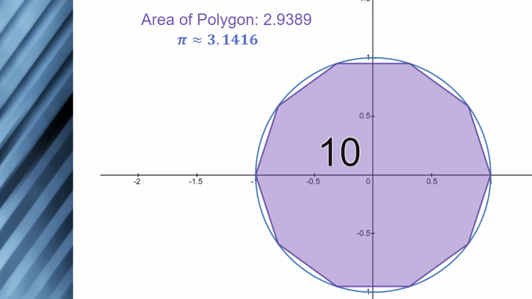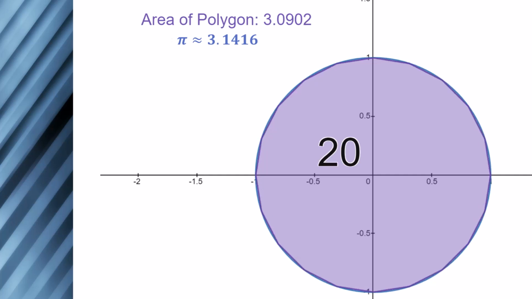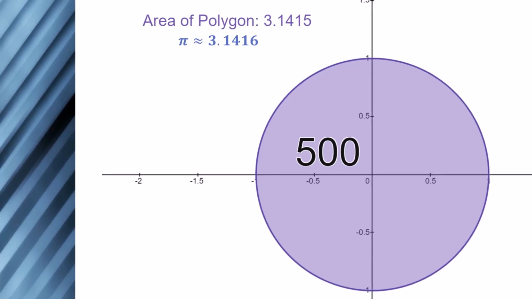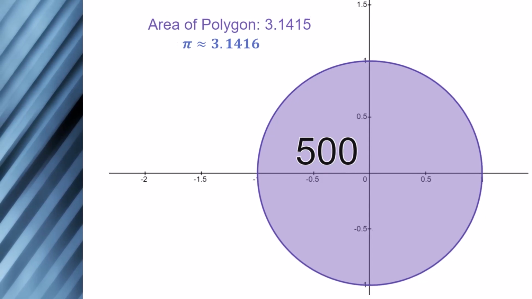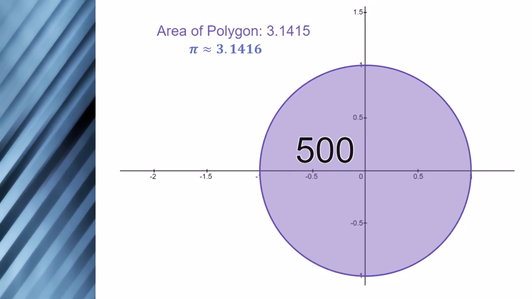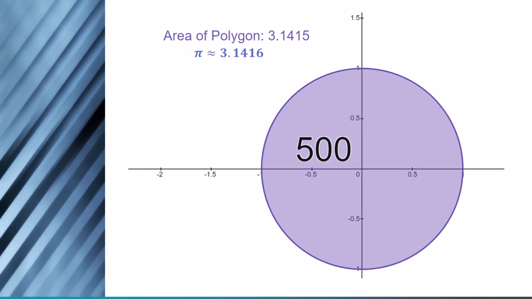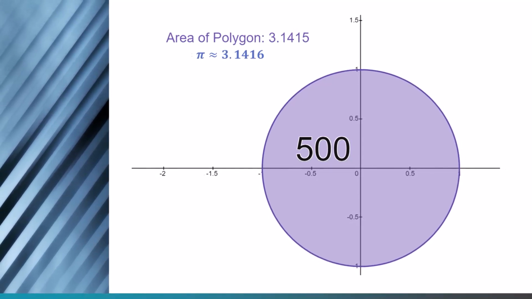Let's look at a polygon with 10 sides. We find this area to be 2.9389. With 20 sides, the area is 3.0902. When we have 100 sides, the area is 3.1395. And finally, if there are 500 sides, the area is approximately 3.1415, which is really close to the value of pi. Now you can imagine if we keep going, the area of the inscribed polygons would get closer and closer to the value of pi, as the number of sides gets larger and larger.